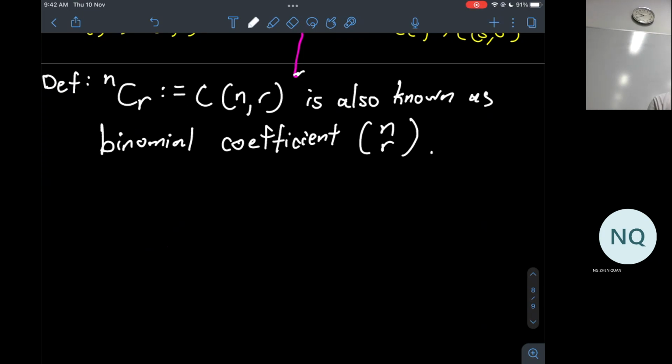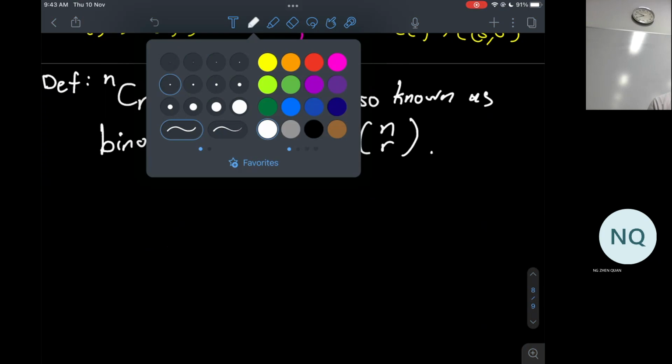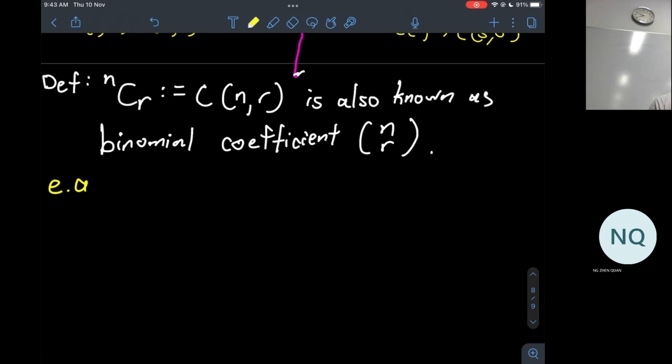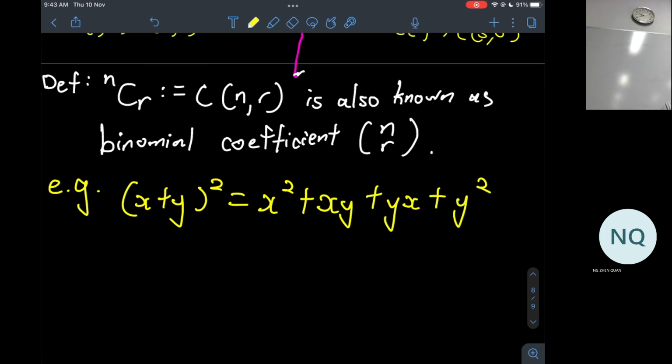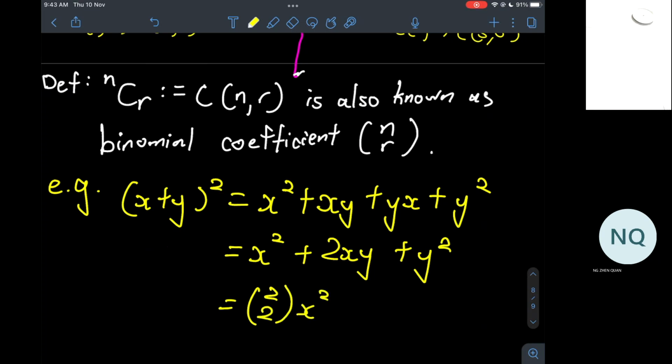We have to know what binomial expansion is. Let's look at an example first. For example, (x plus y) squared is x squared plus xy plus yx plus y squared, which is equal to x squared plus 2xy plus y squared. Maybe I write this form first: 1 x squared plus 2 xy plus 1 y squared.